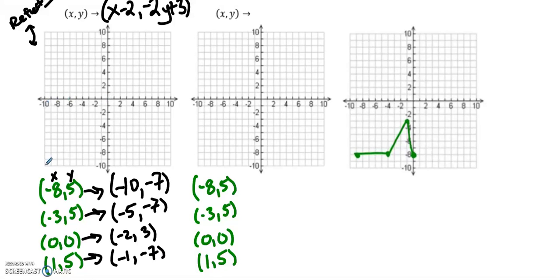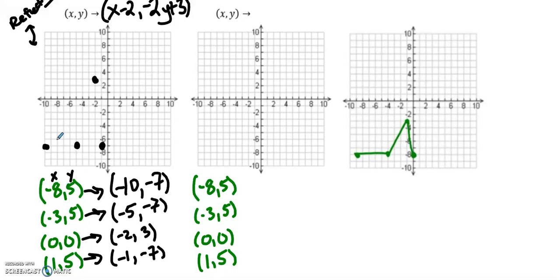So negative 10, negative 7 is going to be there. Negative 5, negative 7 is there. Negative 2, 3 is, oh, one more up. Let me get rid of that. Negative 2, 3, there we go. And negative 1, negative 7 is there.